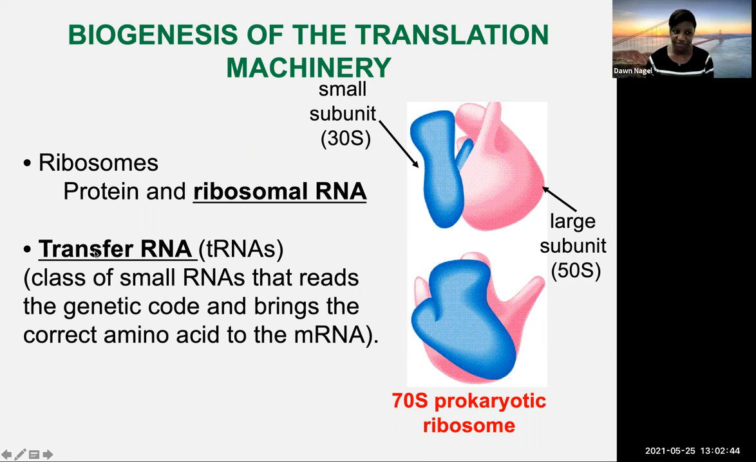And in addition, you have these transfer RNAs. These are a small class of small RNAs that will read the genetic code and bring the correct amino acid. They bring the correct amino acid based on regions in the tRNA that recognize those 3 bases, that particular codon in the mRNA.